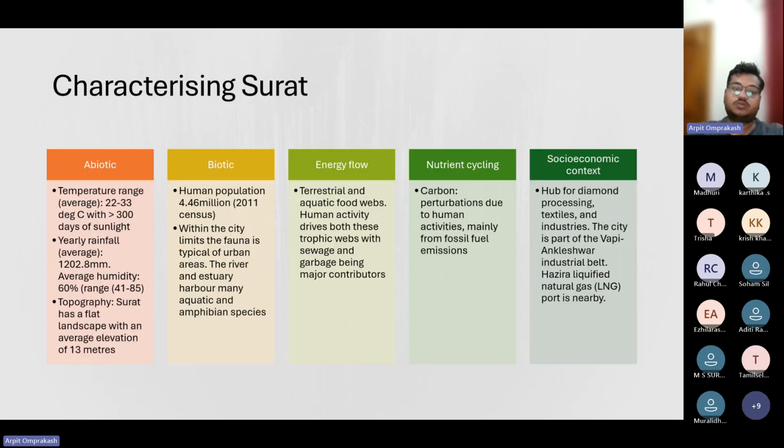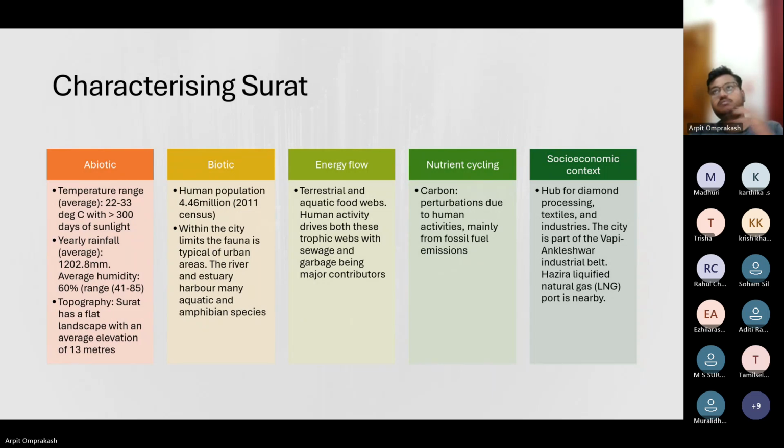Right. So to characterize the different components of Surat, we take measurements and so on. For example, in terms of abiotic factors, what we can characterize is the range of temperature. In Surat, the range of temperature is 22 to 33 degrees, and there are at least more than 300 days where there is sunlight. Then the second thing would be the rainfall. The yearly average rainfall is around 1200 millimeters, and the average humidity is around 60%.